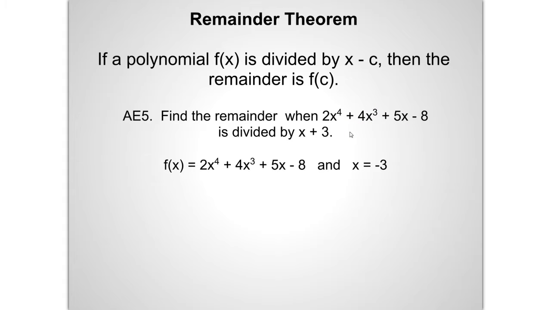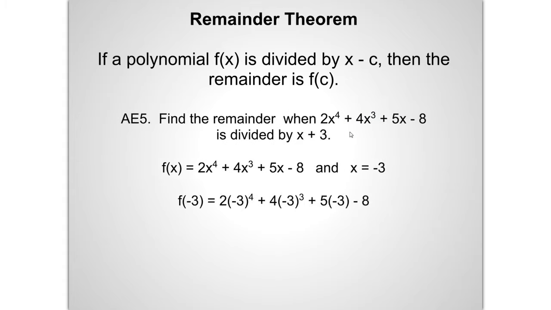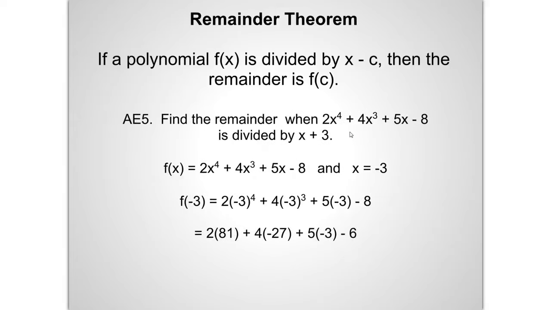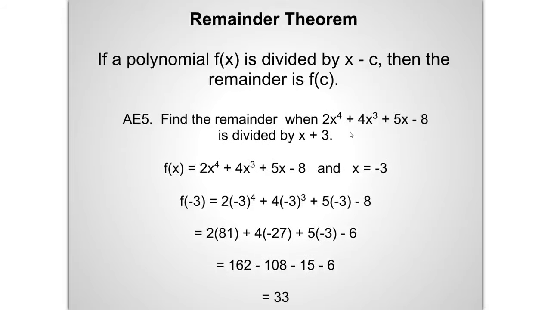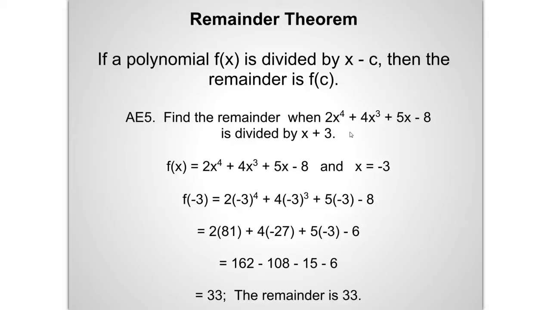No division needed, we just evaluate f of -3, which would be equal to, one term at a time, 162 minus 108 minus 15 minus 6, which is 33. Therefore, the remainder would be 33.